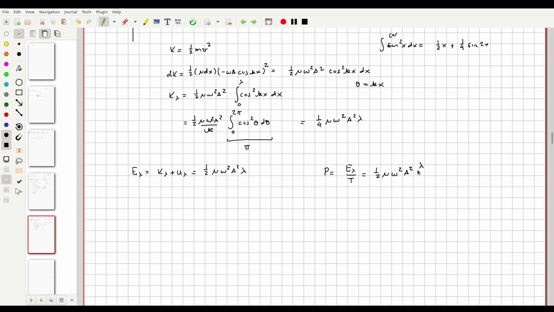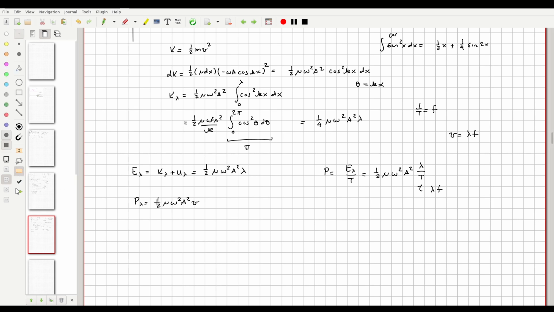And I'm going to put the period under the wavelength, because 1 over period is the same thing as frequency, which means that this is just lambda times the frequency. And hey, the velocity of a wave is lambda times f. So this is just the velocity of the wave. So the power inside your wave along one lambda, or one wavelength, is 1/2 mu omega squared a squared times the speed of the wave.